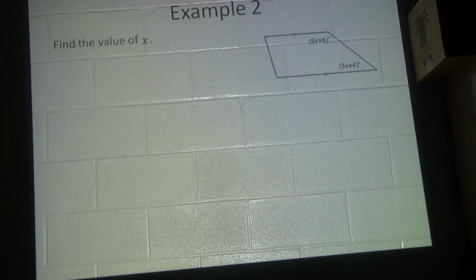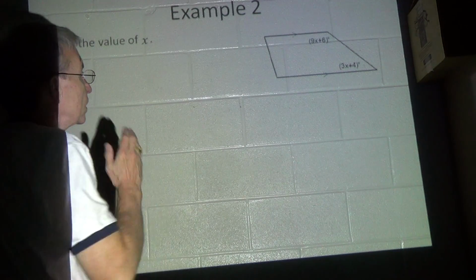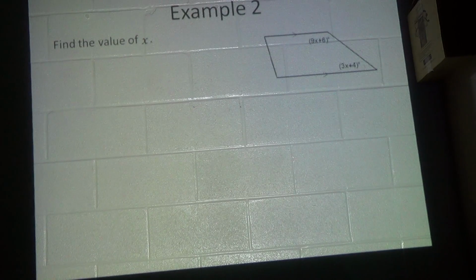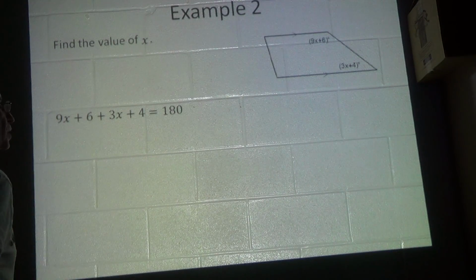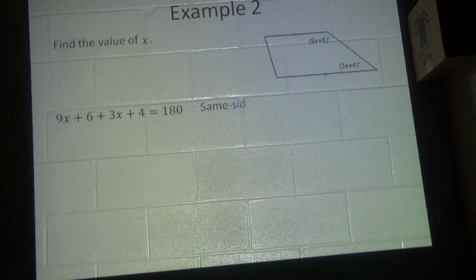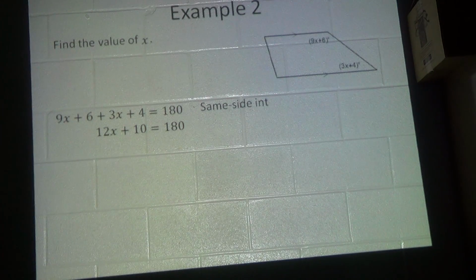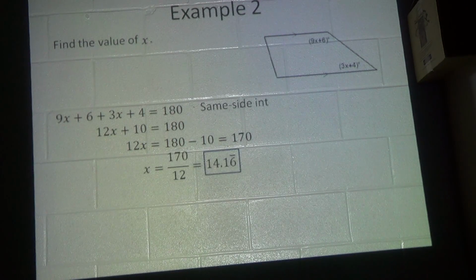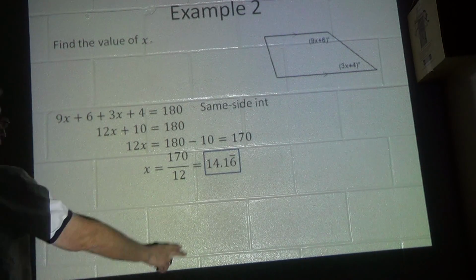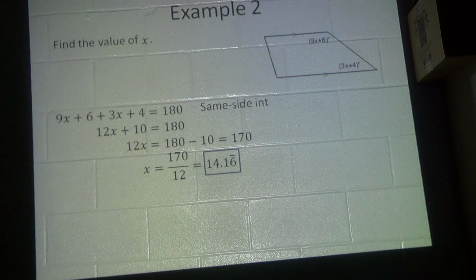All right, this time they want us to find the value of x. We've got these two angles here. These two angles are same side interior angles, so if I add them together, they have to add up to 180. So when I combine like terms, this gives me 12x plus 10 equals 180. Subtract the 10 from both sides, gives me 12x equals 170. Divide both sides by 12, and I get 14.16 repeating.